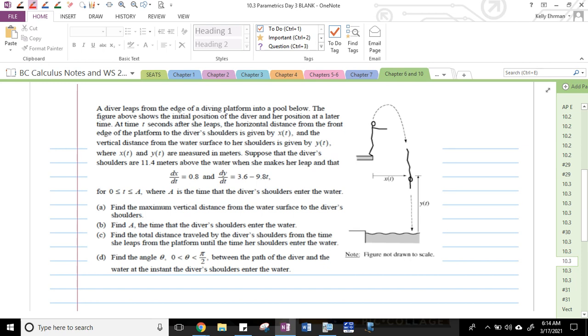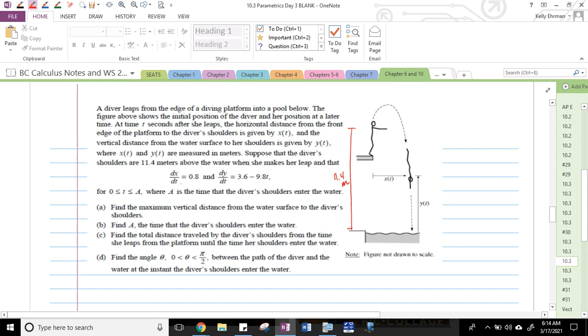A diver leaps from the edge of a diving platform into a pool below. The figure above shows the initial position of the diver and her position at a later time. At t seconds after she leaps, the horizontal distance from the front edge of the platform to the diver's shoulders is given by x of t, and the vertical distance from the water surface to her shoulders is y of t, and they're measured in meters. Suppose that the diver's shoulders are 11.4 meters above the water, so this distance here is 11.4 meters.